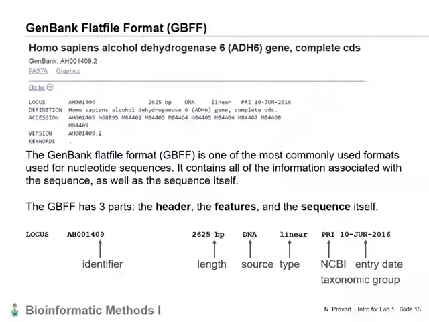In the header, we've got the first line, and in the first line we see the identifier, the length of the sequence, the source, whether it's from DNA or mRNA, the type of sequence, whether it's linear or circular, the NCBI taxonomic group, which is sort of deprecated now, this PRI refers to primate, and the date of the entry.